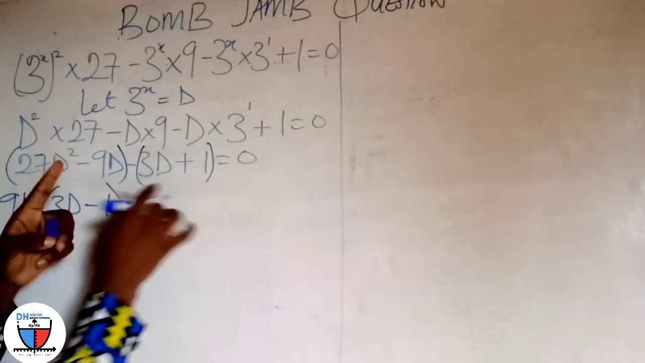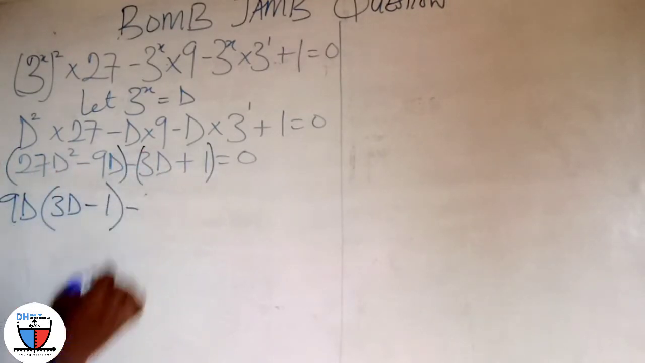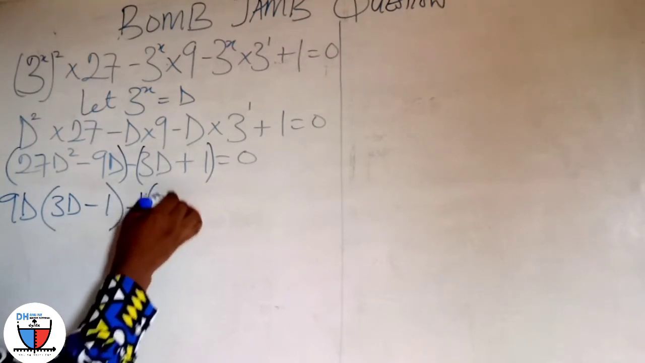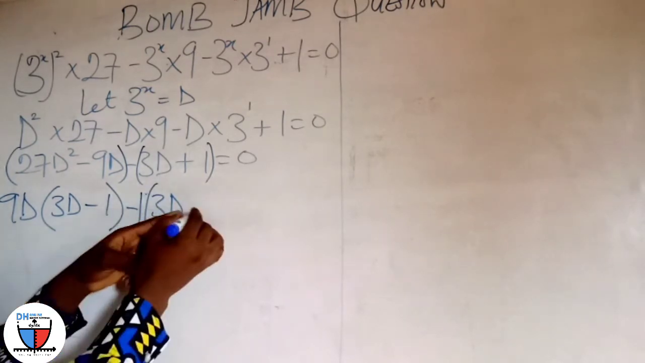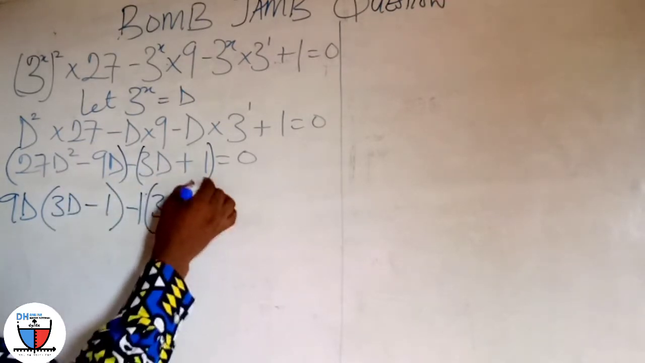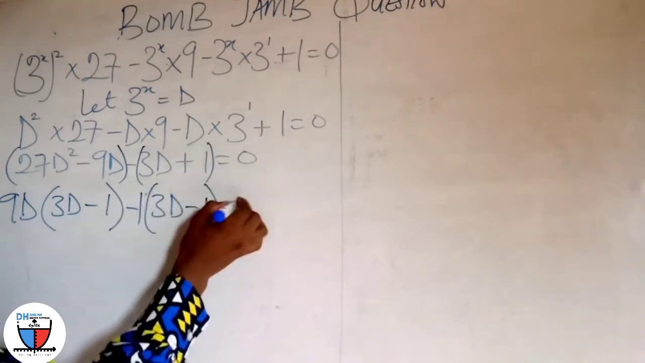Minus, what is common here? 1 is common here. Looking at it, I have 1 here, 1 here. So I'm having 1 into bracket 3D. What sign am I going to put here that will give me plus? It is minus. Minus times minus is plus 1, times 1, equal to 0.